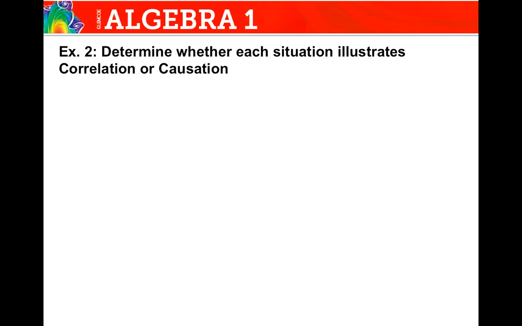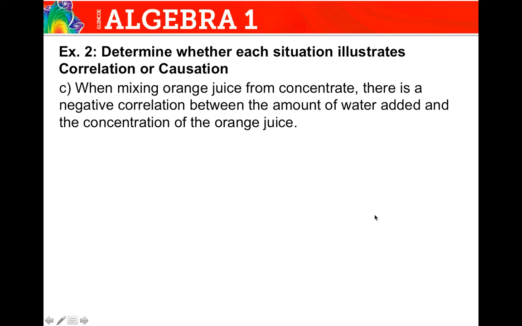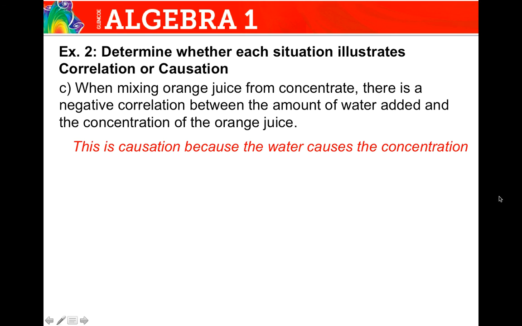Two more. Let's look at C. So when mixing orange juice from concentrate, there's a negative correlation between the amount of water added and the concentration of the orange juice. Well, mixing orange juice from concentrate, you usually add in the mix, and then you add certain amounts of water. The more water you add, the less concentration that the orange juice holds. You might think it tastes watery, things like that. This would be causation. You add too much water, you're going to get watery orange juice. You don't add enough, it's going to be very bitter to drink. So yes, it is causation. The water does cause the concentration that your orange juice has in the end.